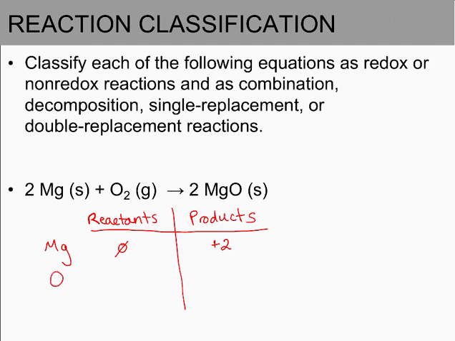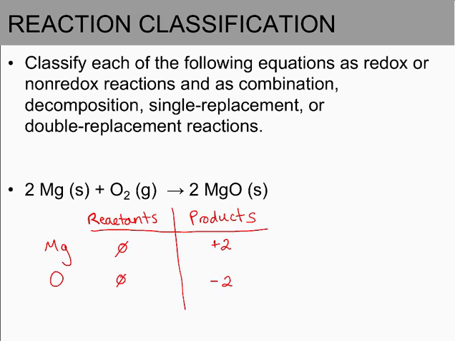And then oxygen is our next element. And in the reactants, oxygen is just by itself, so it's a pure gas. So it would have an oxidation value of 0. But then in the products, oxygen is in a compound, so it would have a -2 value.